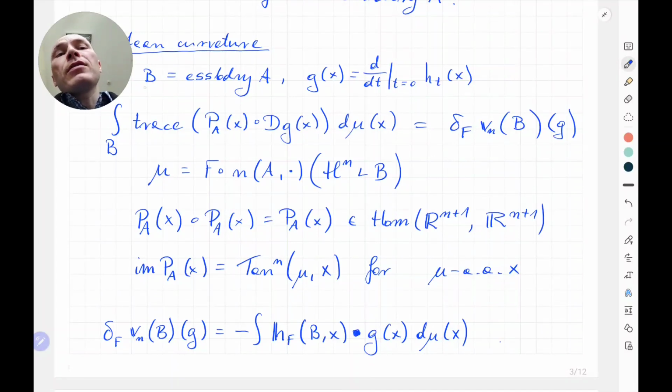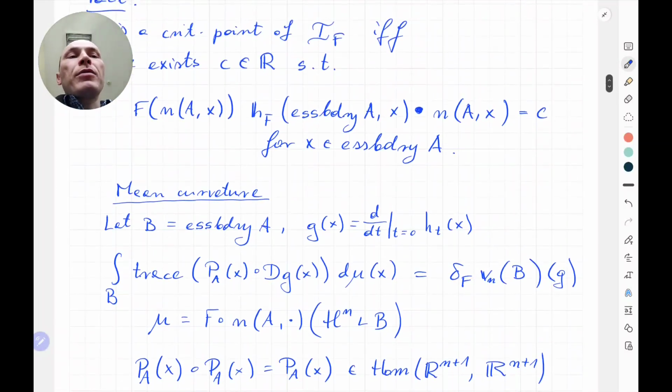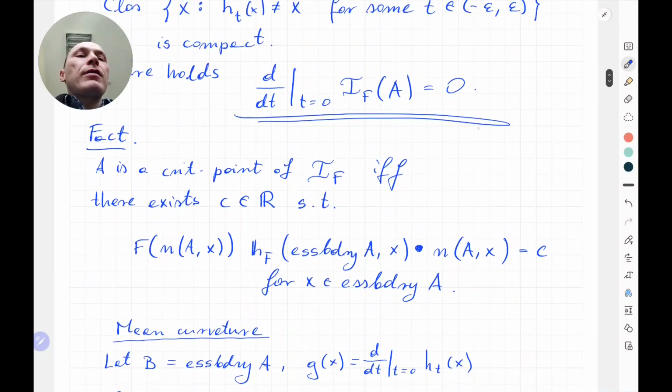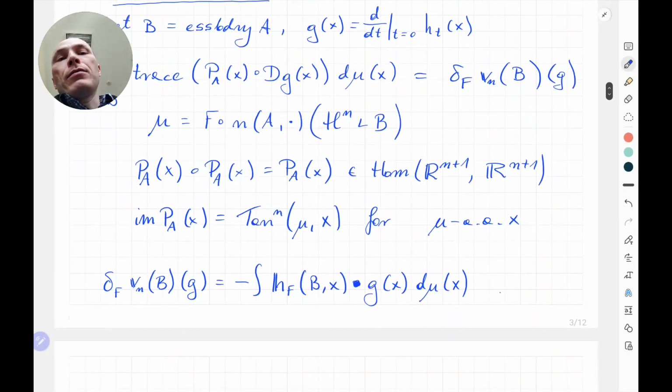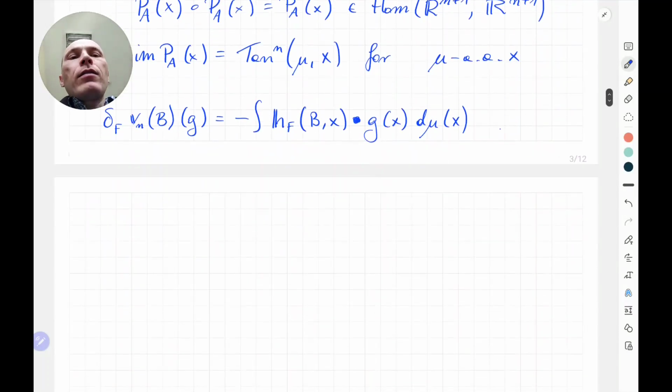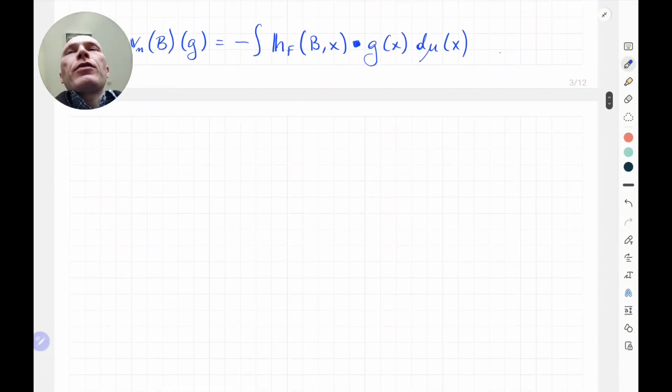But in case B is not smooth, it's just a Caccioppoli set, then for a Caccioppoli set satisfying this identity, well, you cannot define it in a classical way, but you still have the mean curvature defined in a variational way. Okay, recall that F was a norm.